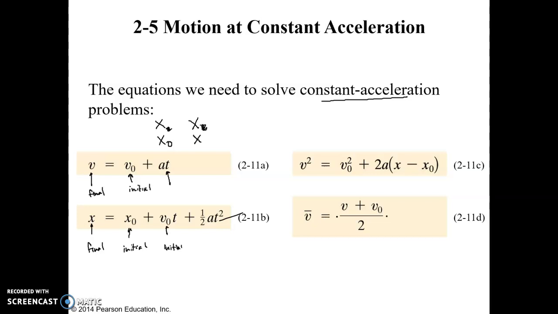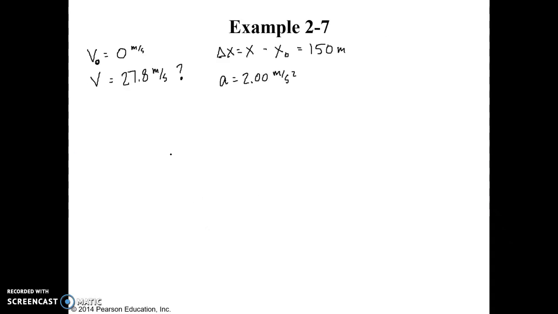This one isn't really very helpful. This is basically just telling us average velocity is the first and last divided by 2. This is the one we're going to want to use because we know the final velocity, or at least what we want it to be. We'd like to calculate what that's going to be. We know what the initial velocity is. We know what the acceleration is, and we know the length of the runway, x minus x naught. So we've got everything we need for this equation. That's going to help us solve this problem.